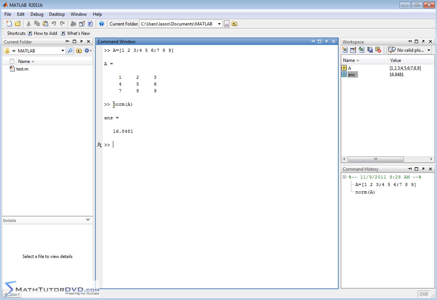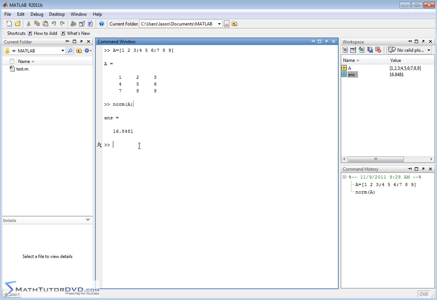Some of these functions, as we go along, you'll have to know what they are mathematically, and we're using Matlab as a tool. If you don't know what the norm of a matrix is mathematically, then that's something that you can learn by looking at my other videos in matrix algebra and linear algebra. So that's how you calculate the norm of a matrix. There's no gotcha to it. You just pass it the value.